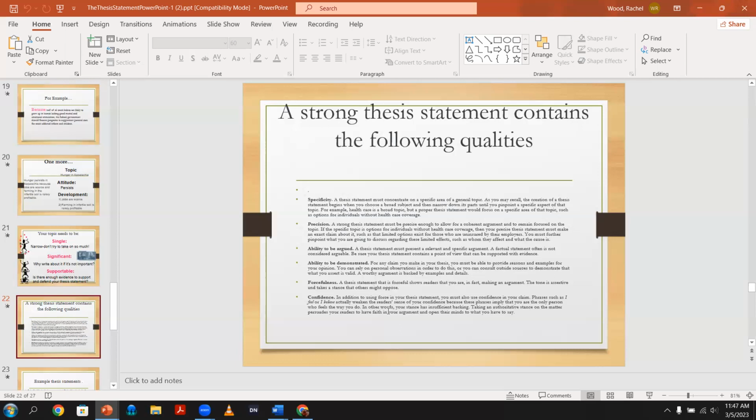Phrases such as "I feel" or "I believe" actually weaken the reader's sense of confidence, because it implies that you're the only person that feels that way. So your stance has to be sufficient. It has to have sufficient backing. You have to be authoritative and knowledgeable on the matter.